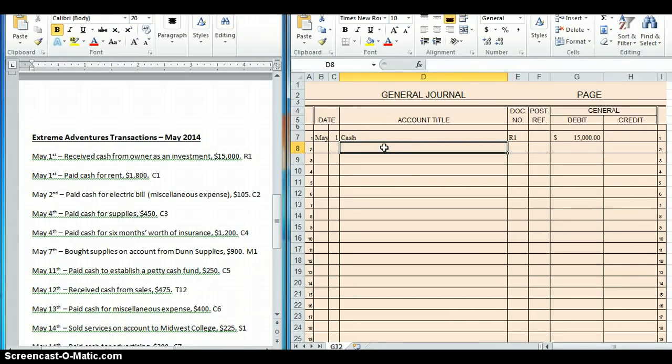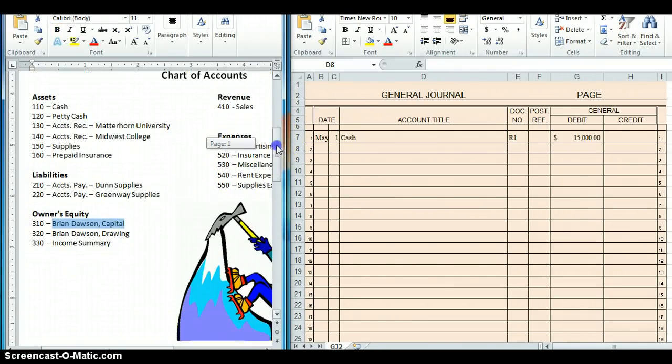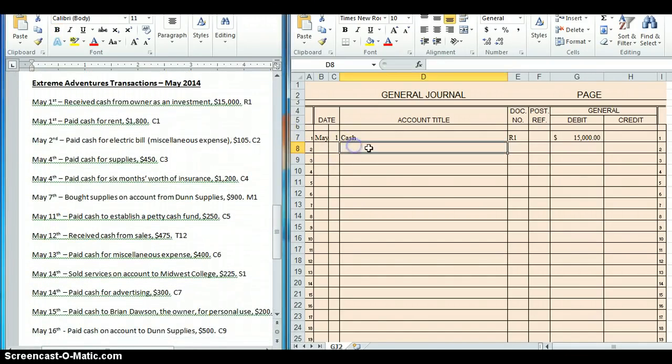So I'm going to write the owner's name, which happens to be Brian Dawson, capital. So I'm going to type that right over here. I indent just a little bit. I don't need to list my document number again. I still have a blank post reference. And right here where it says credit, I'm going to put $15,000. Debits and credits always equal. So if you put one number here, you have to put an equal number here. And every transaction has one debit and one credit.